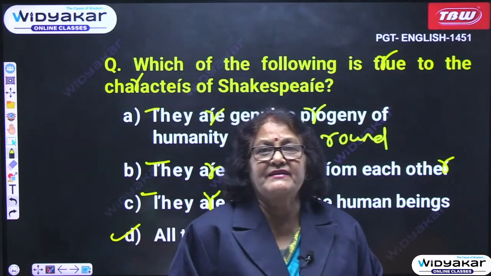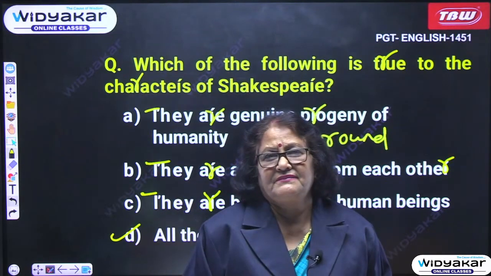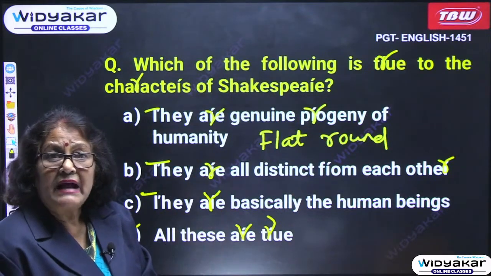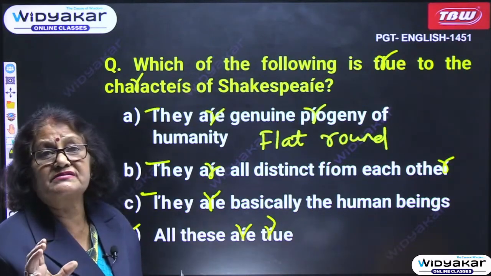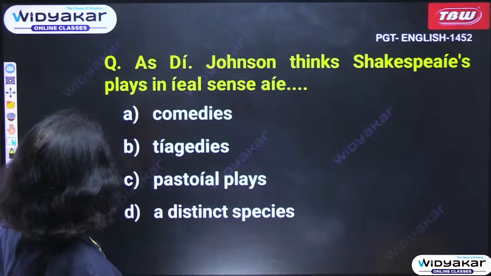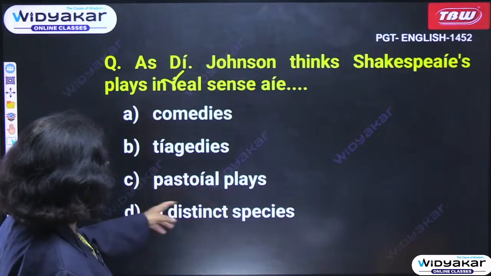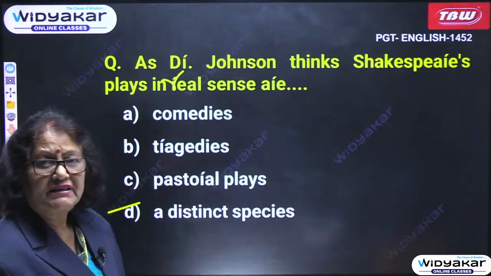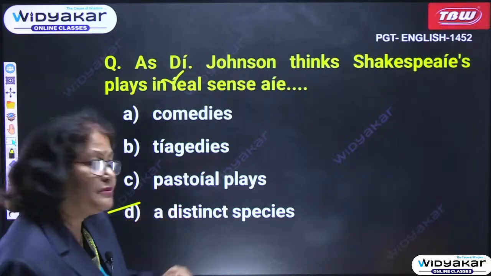So Shakespearean characters: Shakespeare looks into every aspect of life. Shakespeare's characters are like other human beings, and they represent human emotion, the type, and they are also individuals. As Dr. Johnson thinks, Shakespeare's plays in real sense are A. comedies, B. tragedies, C. pastoral plays, D. a distinct species. Option D. They are neither comedies nor tragedies, but of a distinct type, that is tragicomedies.